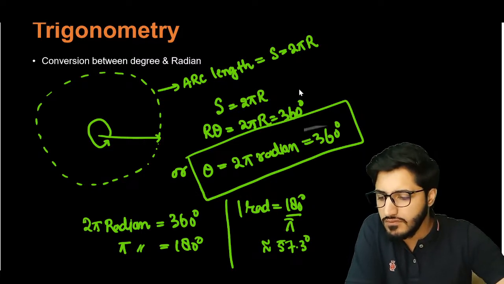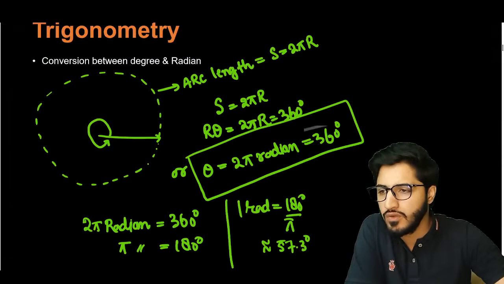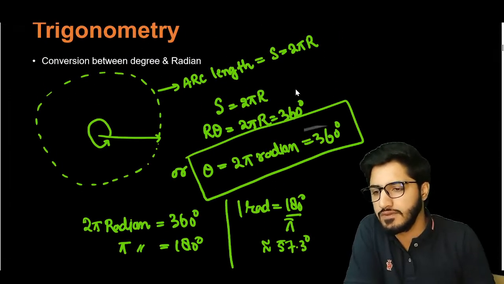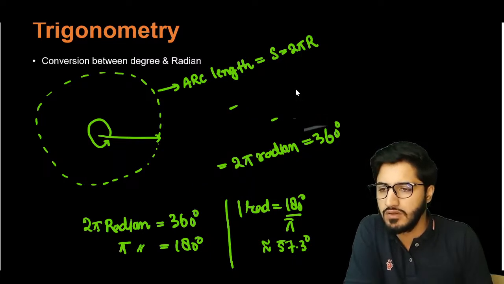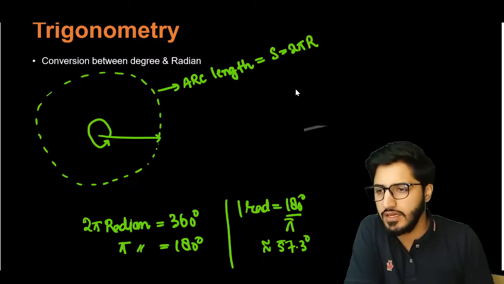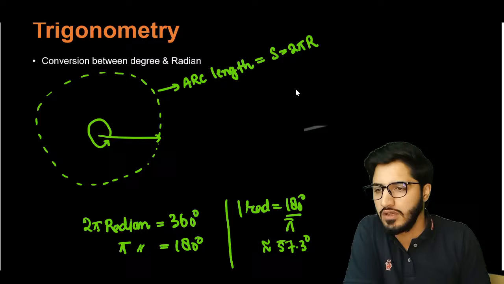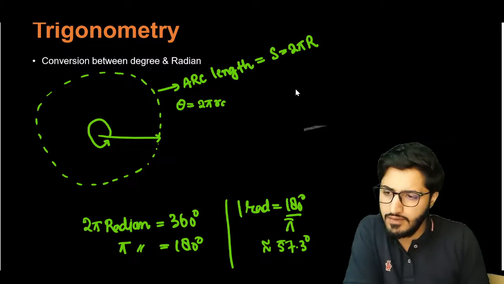Now, you can also write it in this way. Just give me a second, I will just make it smaller. You can write theta would become 2 pi radian, that is 360 degree only.